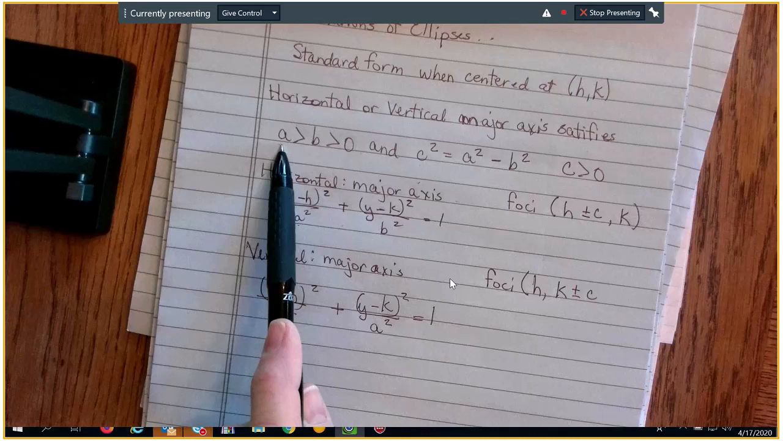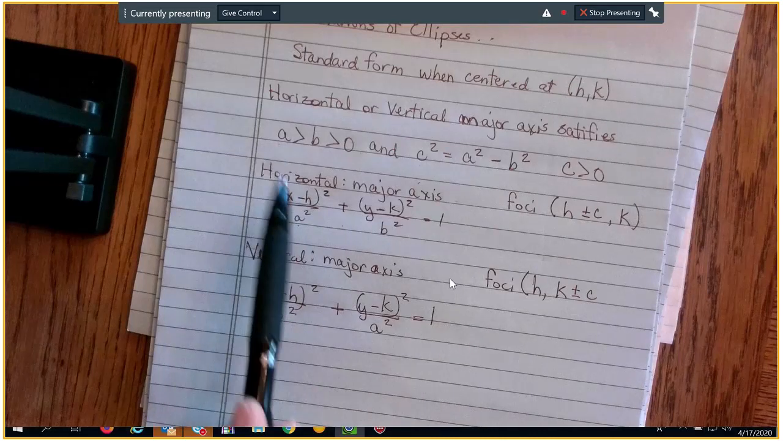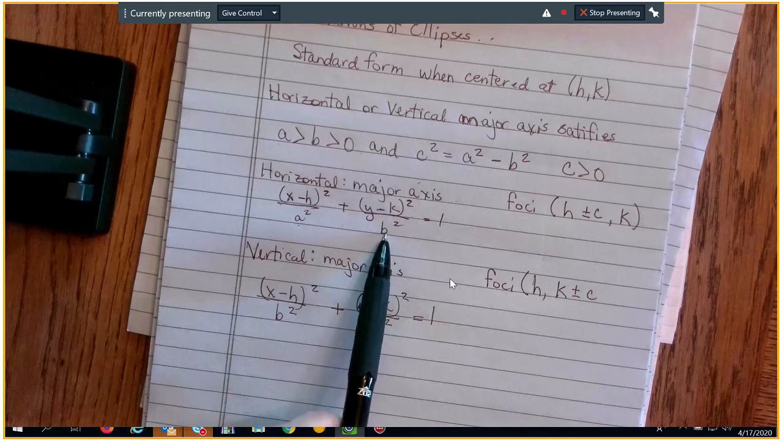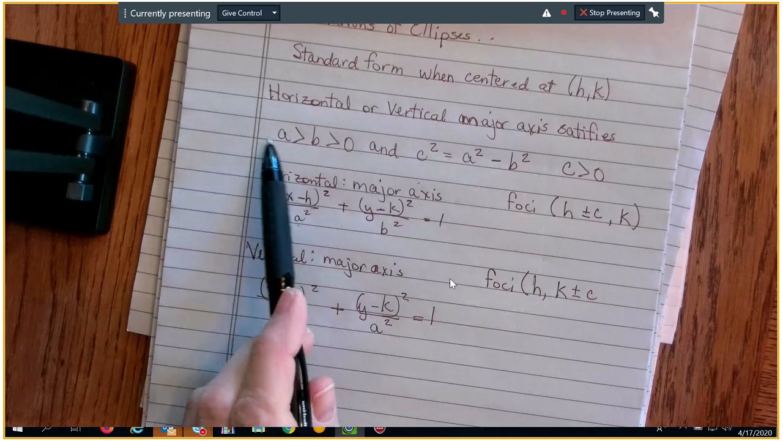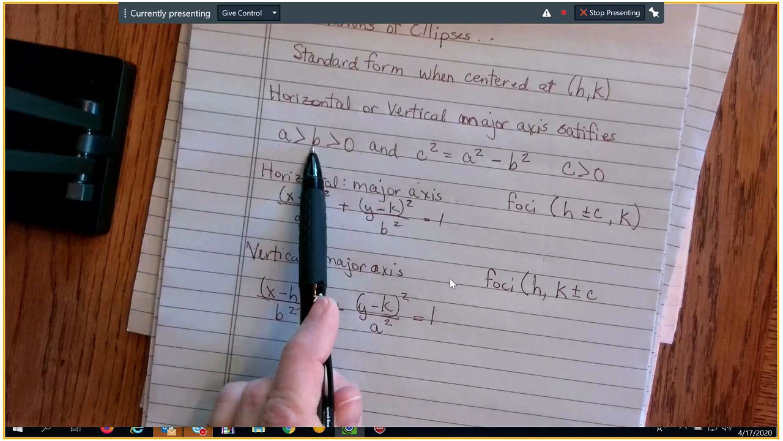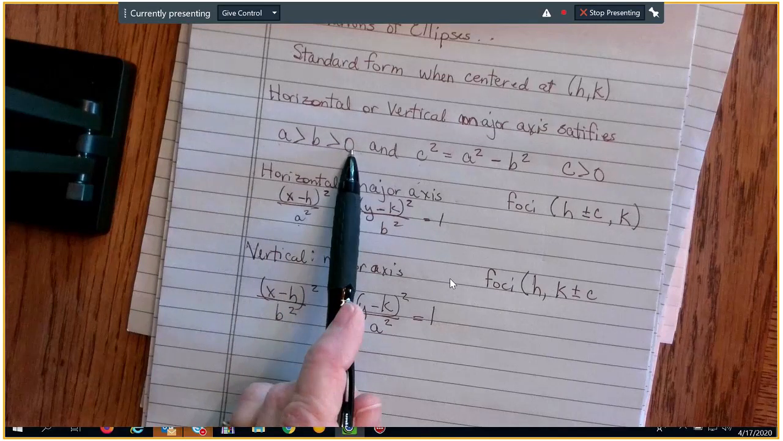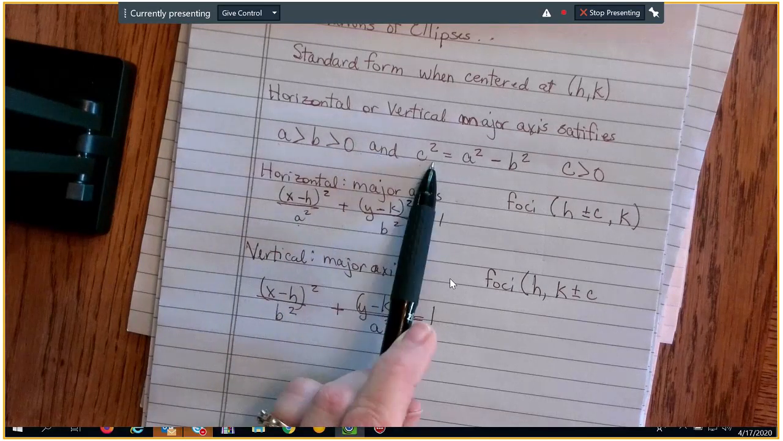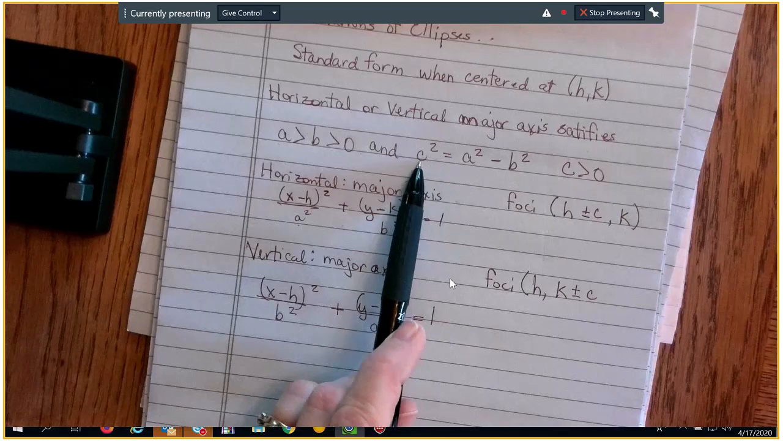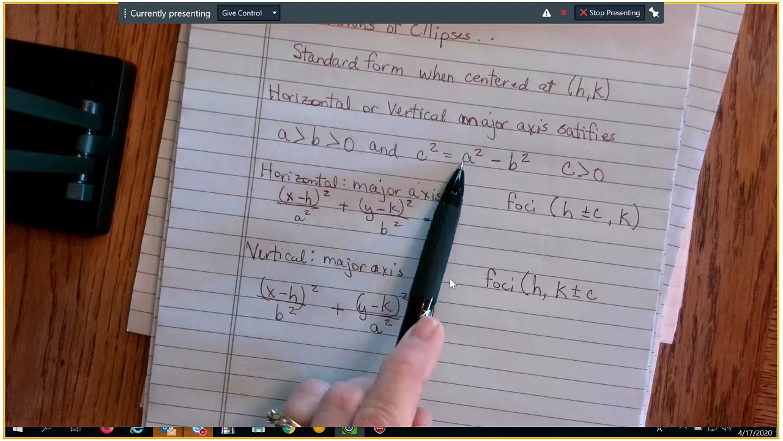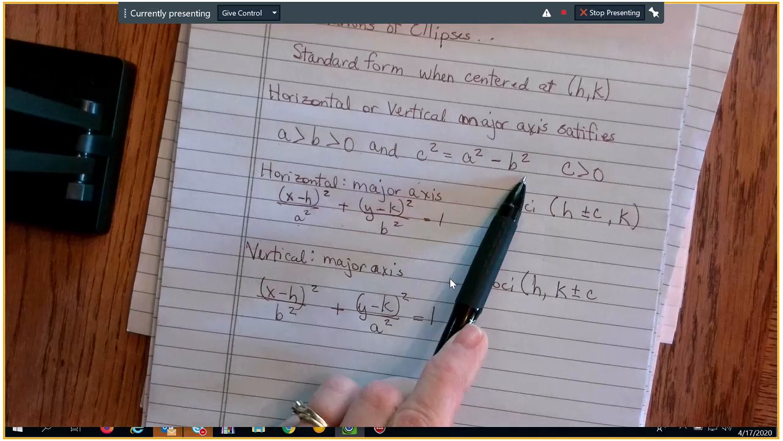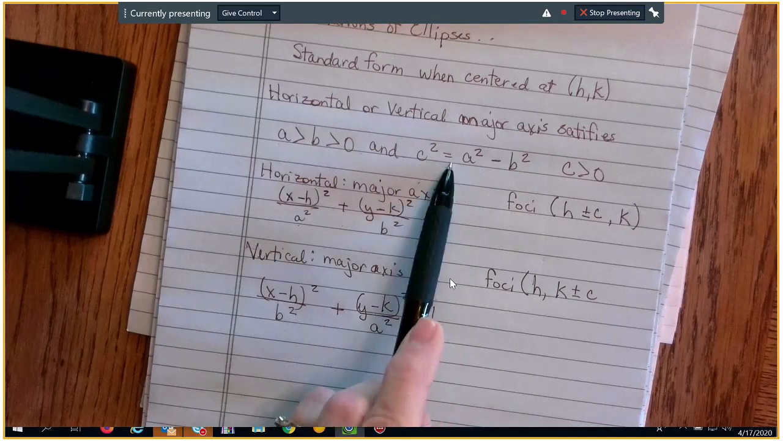Wednesday we discussed that a or b, depending on which one is larger, that's where the major axis is going to be. So a is greater than b, and b is greater than 0. And then to find our c, which is our foci, the formula is always going to be c squared equals a squared minus b squared. No matter where it's centered, this is always going to be our equation to find the foci.